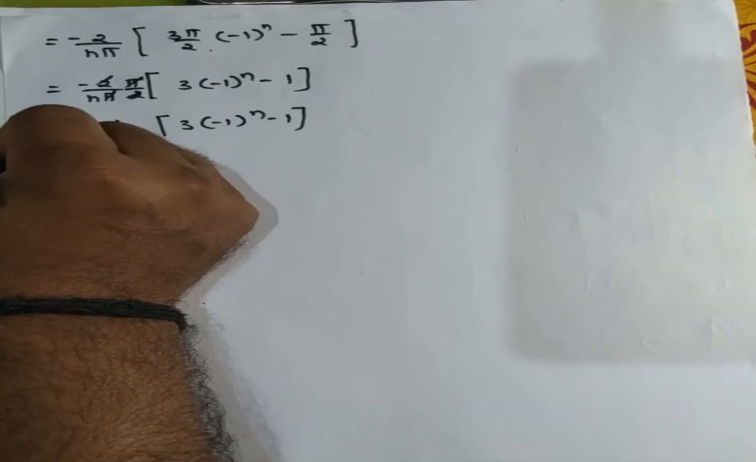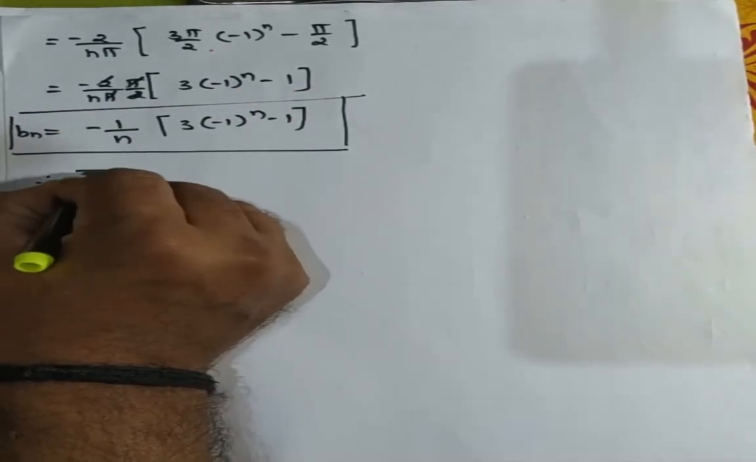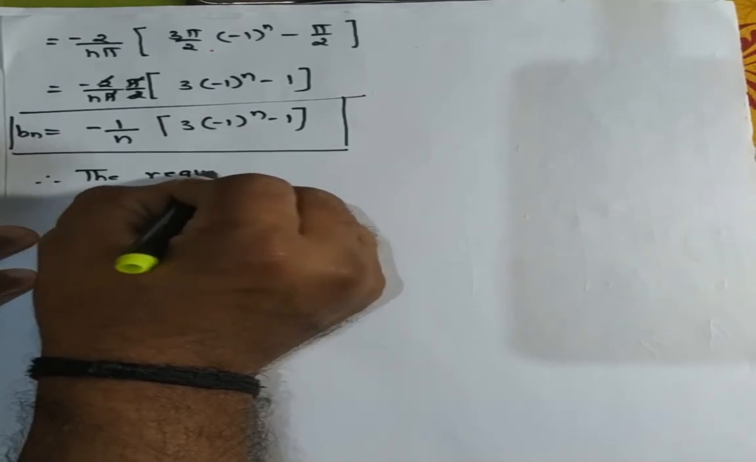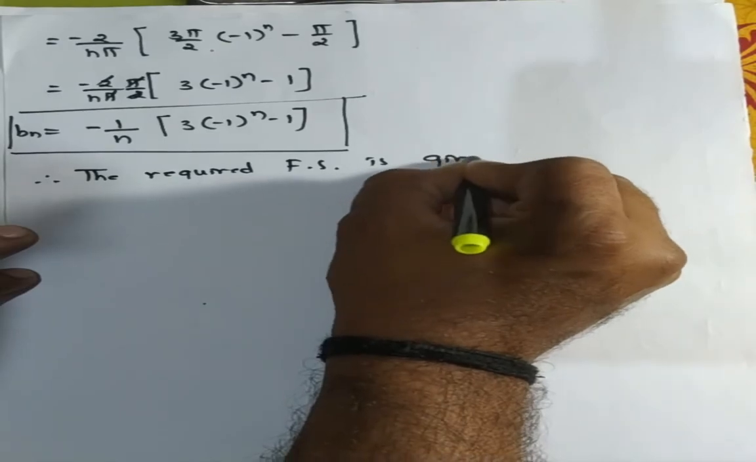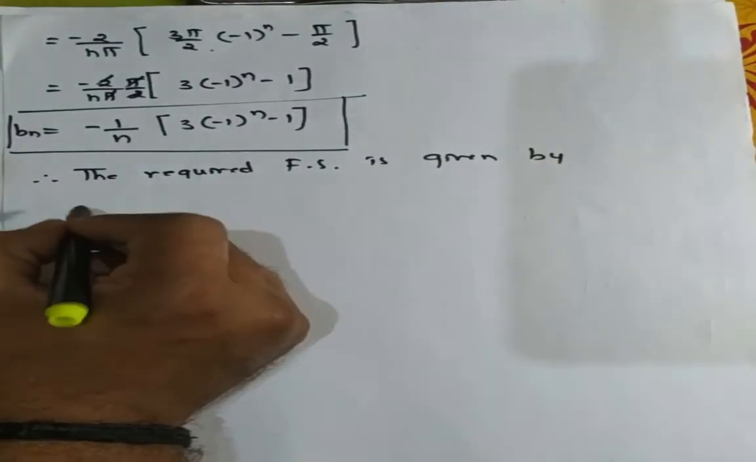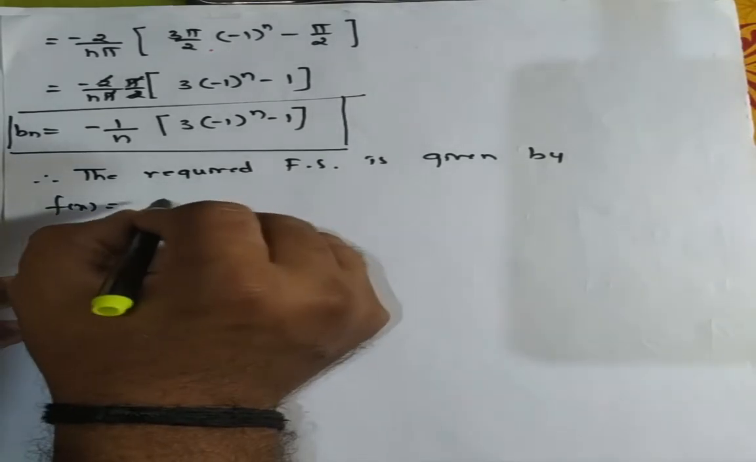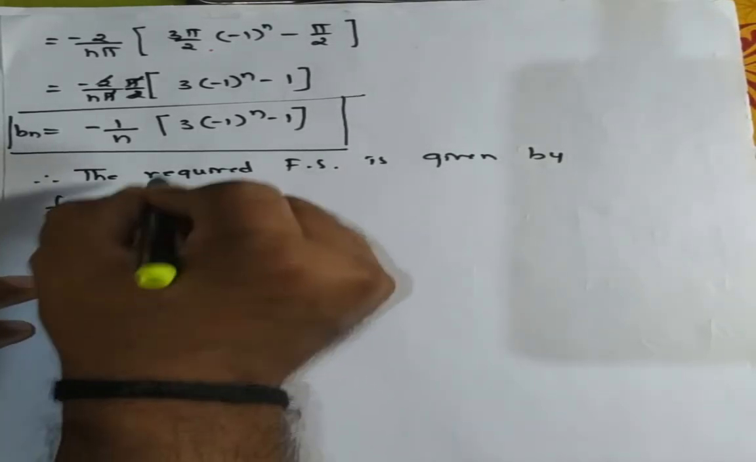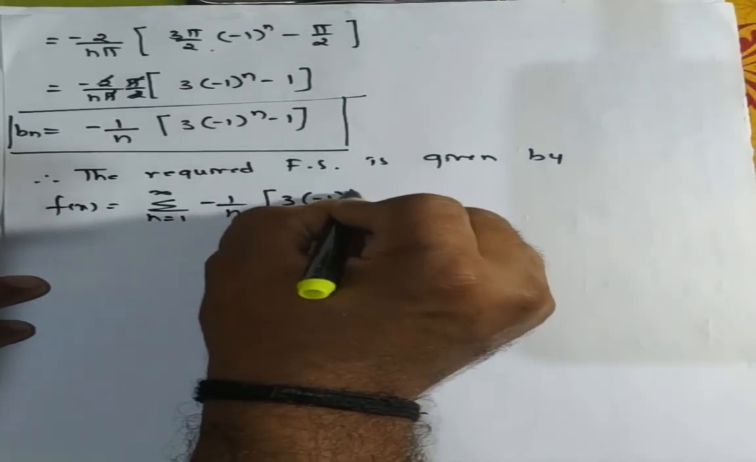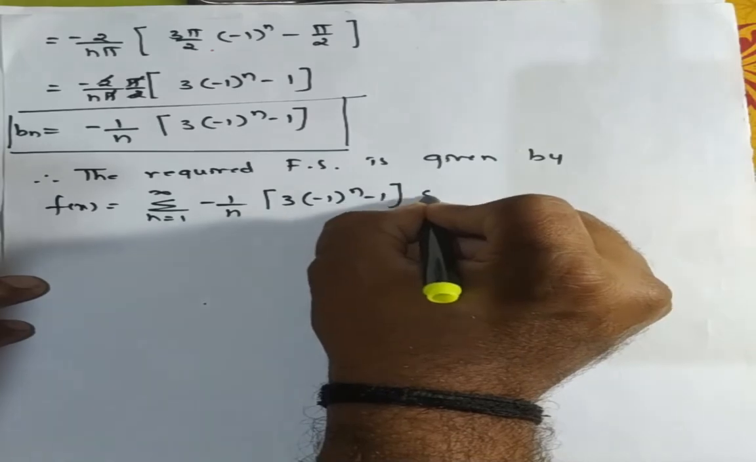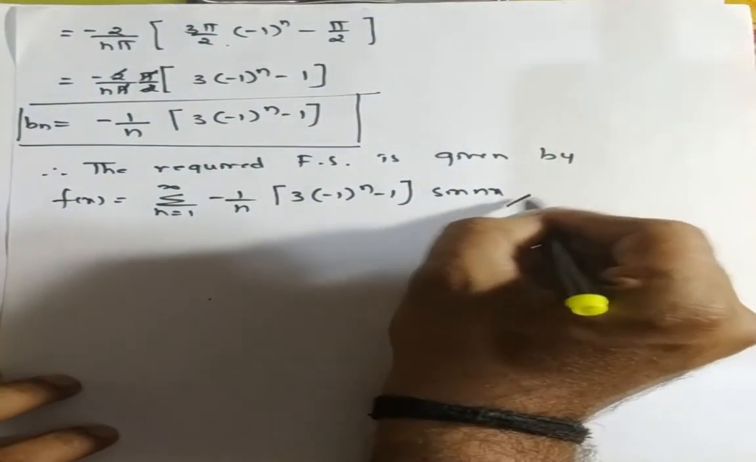So after getting this bn, the required Fourier series is given by f of x is equal to a naught is 0, an is 0, so therefore bn: summation n from 1 to infinity, bn is minus 1 divided by n, 3 minus 1 raised to n minus 1, into sin nx. So this is the required Fourier series.